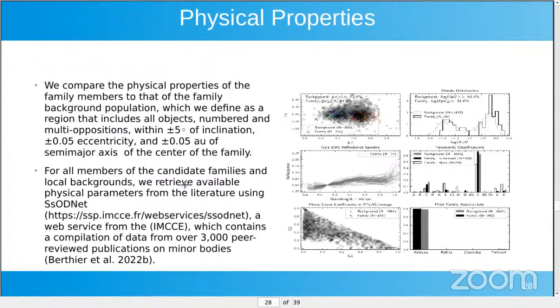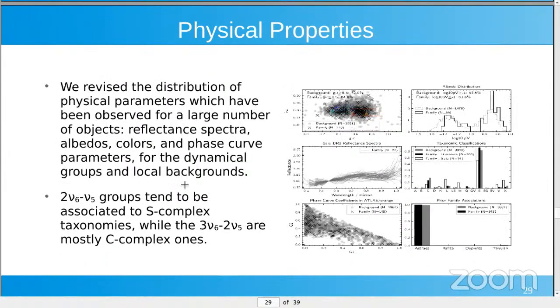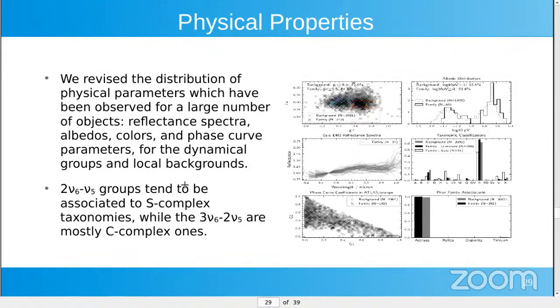So we have information on spectra, colors, and albedo, also from Dr. Masiero from Caltech. We have a phase curve coefficient, which is a new method for identifying taxonomy and physical properties of asteroids. And we did this for all the groups in our study.